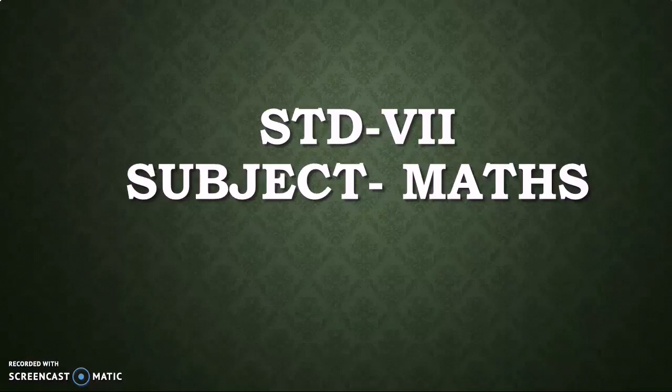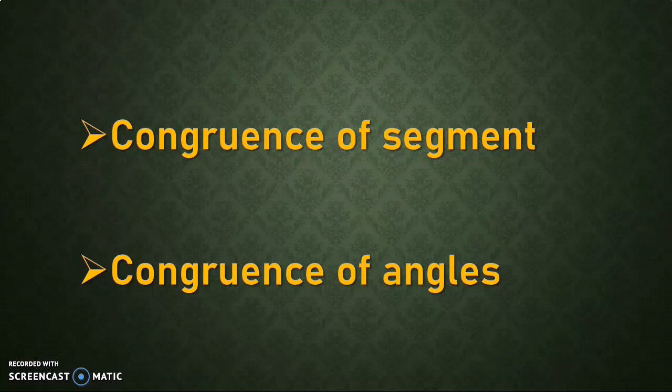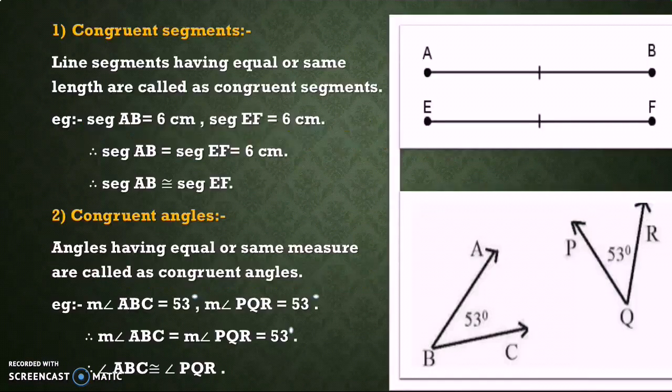Good morning, students. Today, in the 7th part of our maths lecture, we will continue our lesson number 1, geometrical constructions. In this lecture, we will learn about congruence of segments and congruence of angles. Let's see their definitions. First, congruent segments. Line segments having equal or same length are called congruent segments.